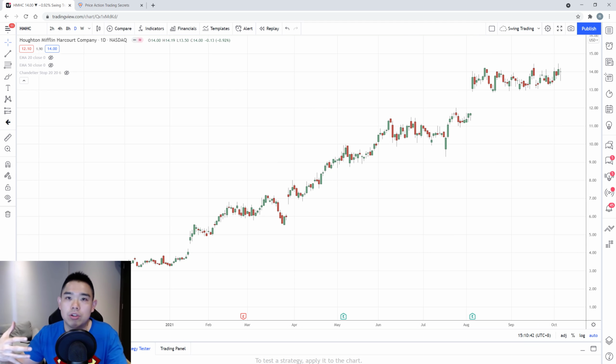So this is the first stock that I want to share with you, HMHC. In terms of relative strength, this stock is showing good signs of relative strength, and it's in a beautiful uptrend, looking for potential breakout trading opportunities.